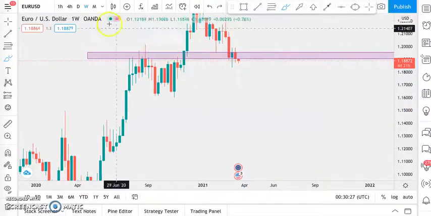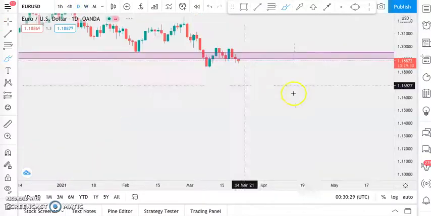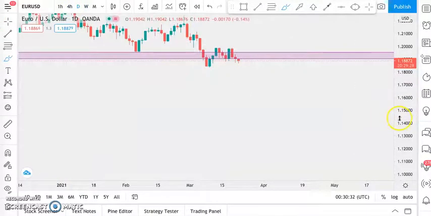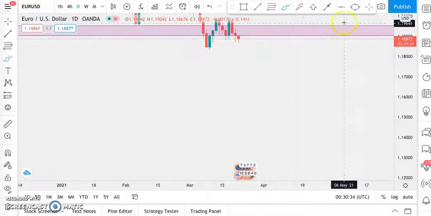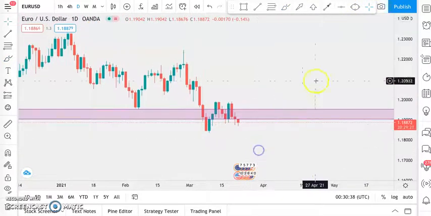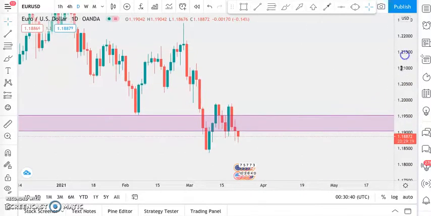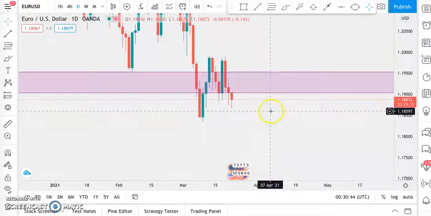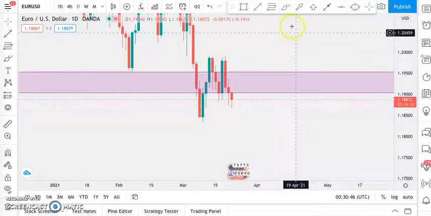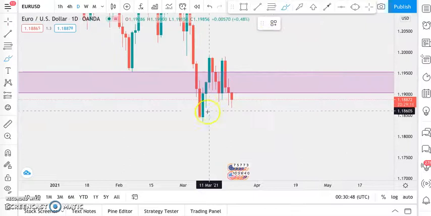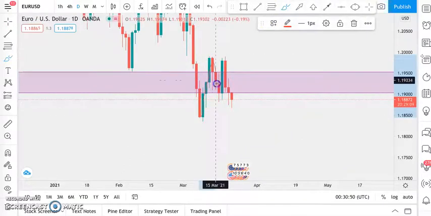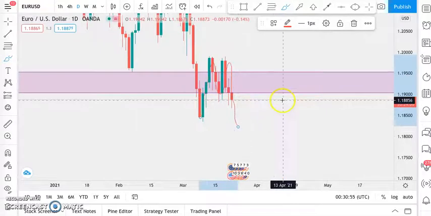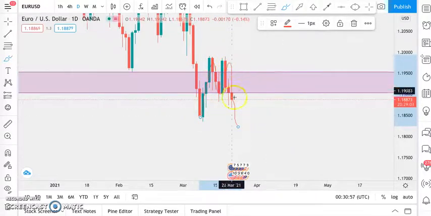Going down into the daily time frame, what do we see? Now, from a daily perspective, things become much more interesting. What we can actually see here is that the market is trying to form this M pattern here, if you can see. So we're expecting an M pattern here.